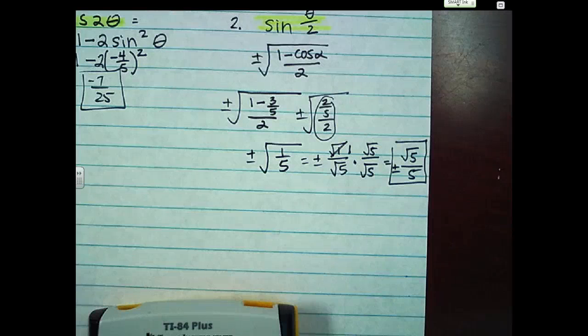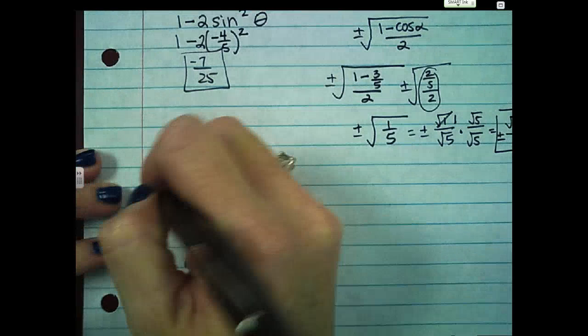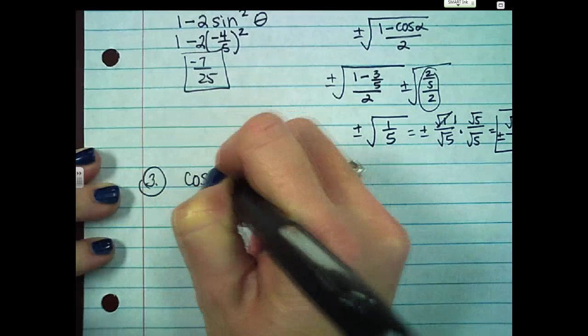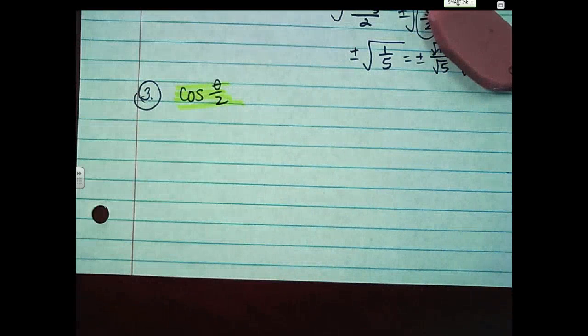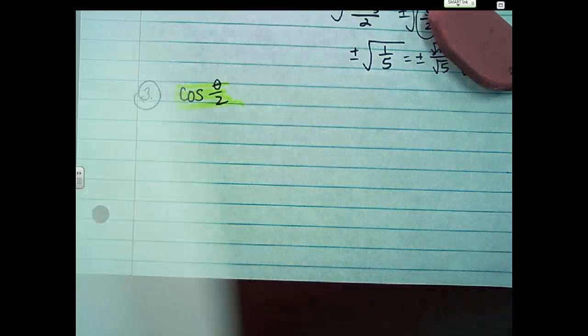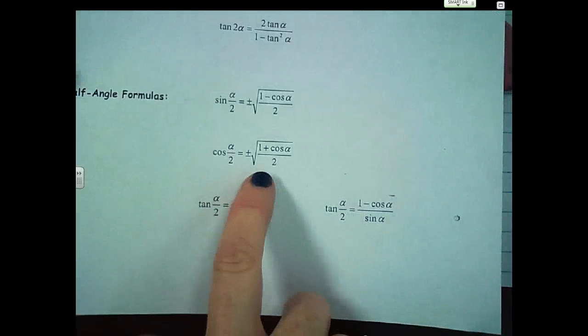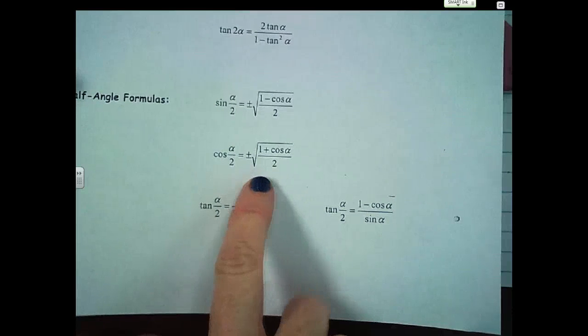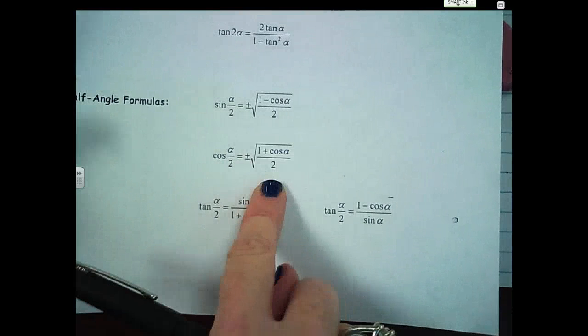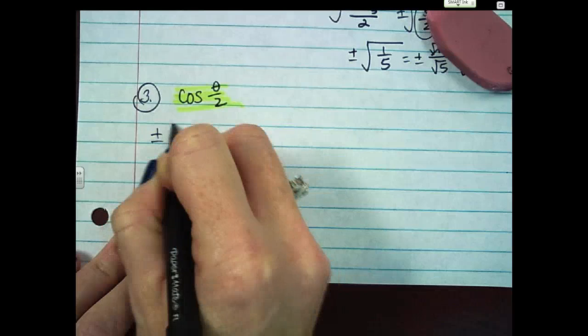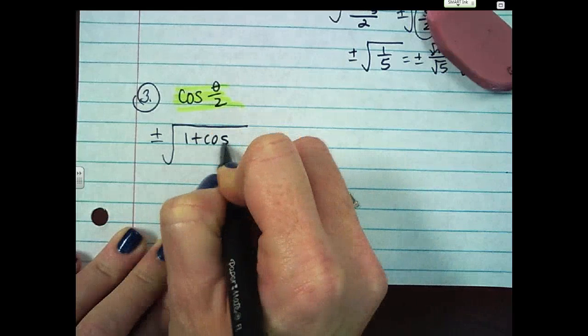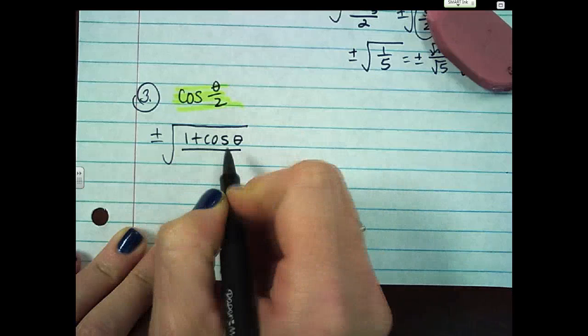Okay, let's look at number 3. Number 3 says cosine of alpha divided by 2. Cosine of alpha divided by 2. Now, there's only one option for cosine of alpha divided by 2. There's not as many options for half angles, right? So this is the only thing. So write it out and let's fill in what we know. So plus or minus the square root of 1 plus cosine theta or alpha, whatever you want to call it, over 2.